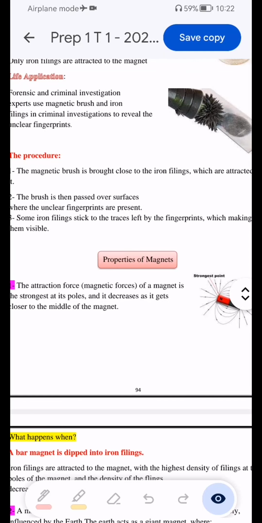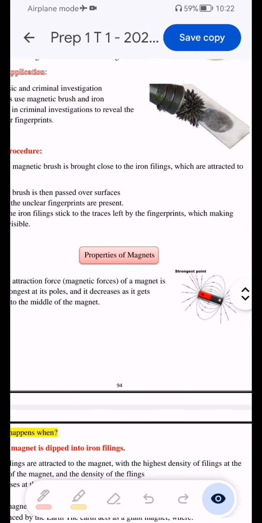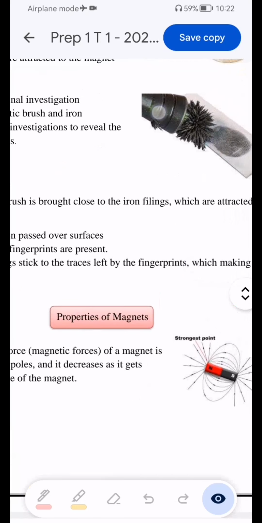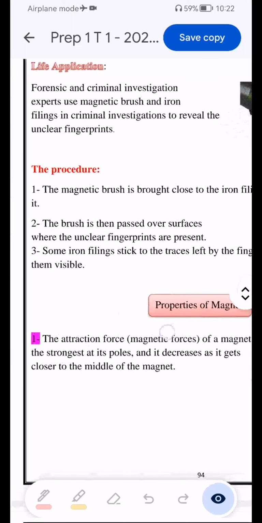firstly, a magnetic brush is brought close to the iron filings, which are attracted to it. Okay, firstly, the magnetic brush, this is called the magnetic brush, will attract iron filings to it. Then we take the brush and pass it over the surface where unclear fingerprints are present, on any surface that has an unclear fingerprint.